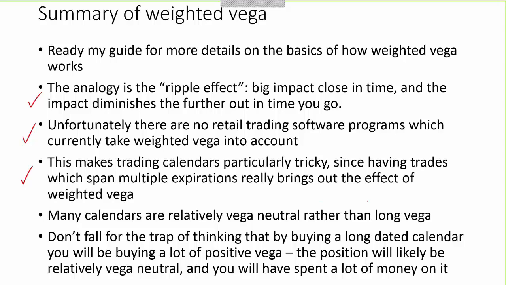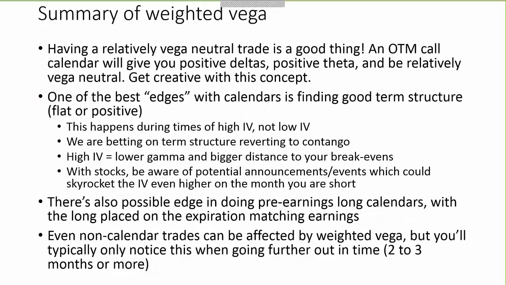Many calendars, again, are relatively vega neutral. So that should be definitely something that you take away. Be careful with trading earnings, right? It is not the guaranteed moneymaker that some courses out there claim. All right, and the concept of having a relatively vega neutral trade is something that can basically be part of your arsenal, right? So again, an out-of-the-money call calendar is relatively vega neutral, right?